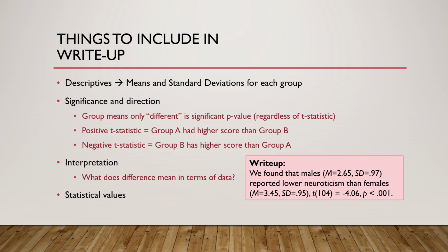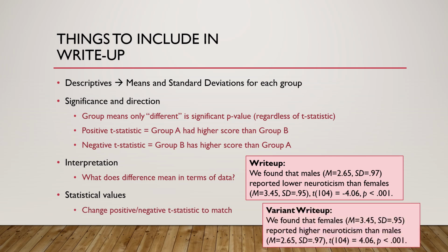Because t-tests are comparing two groups, and I've said many times that the order doesn't matter, you could also write this up a different way. You could switch the positive-negative interpretation. So you could look at the exact same data and write that we found females, mean of 3.45, reported higher neuroticism than males, which had a mean of 2.65. You see how that's different from the previous write-up, which had lower neuroticism for males? Now we have higher neuroticism from females. It's the same thing, it's just written a different way.